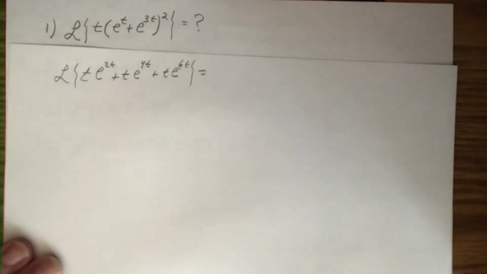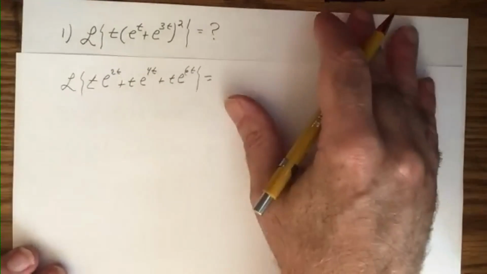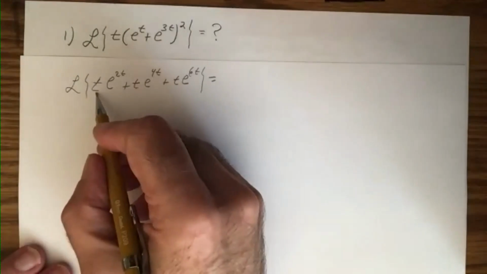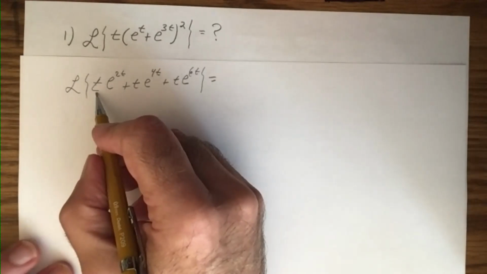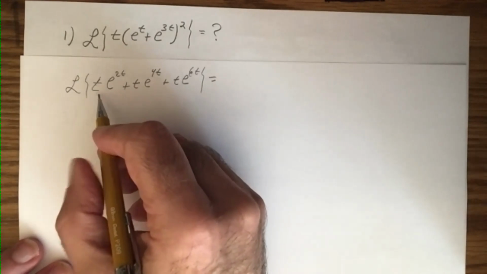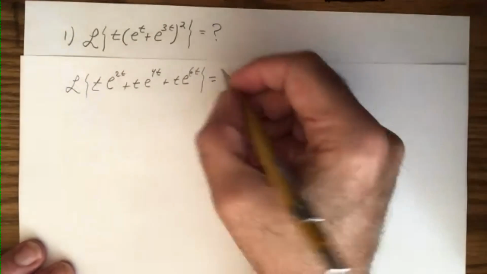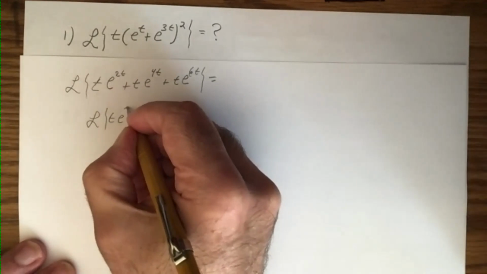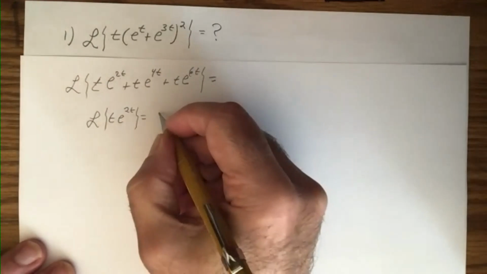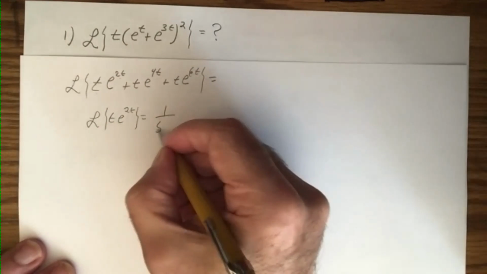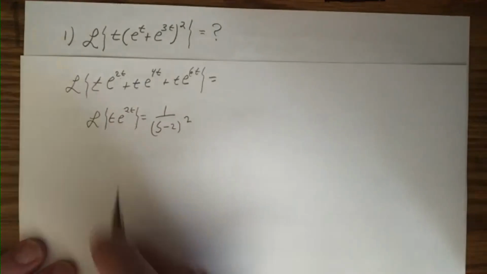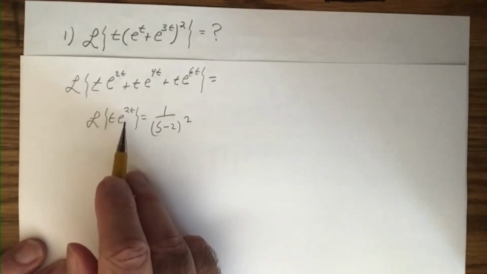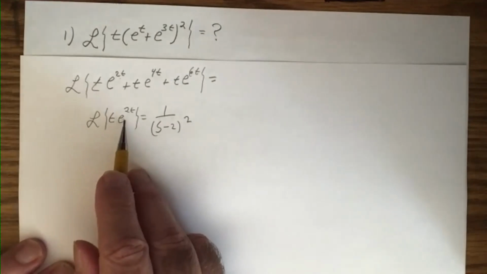Let's see. I added it to my notes that, oh no, okay, that's for the inverse. Okay, so the Laplace transform of t is just going to be 1 over s squared, right? If I just had t, it's 1 over s squared, but I've got t times this exponential. So this first term here, the Laplace transform of t e to the 2t, that's just going to be equal to 1 over s minus 2 squared, right? We're using the s-shift theorem.